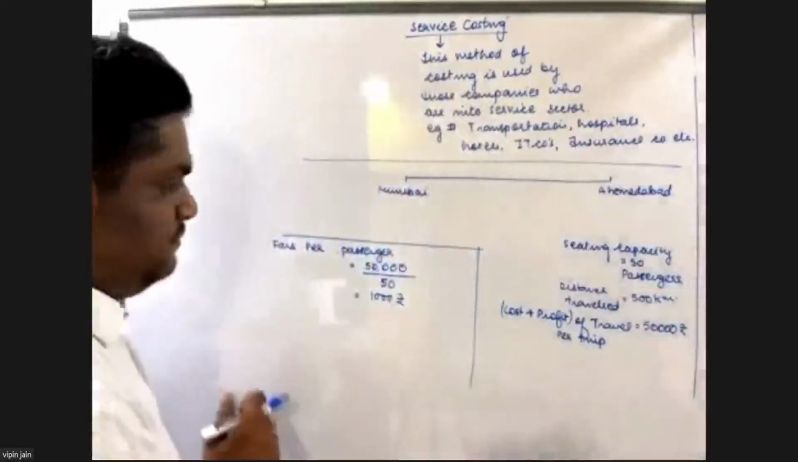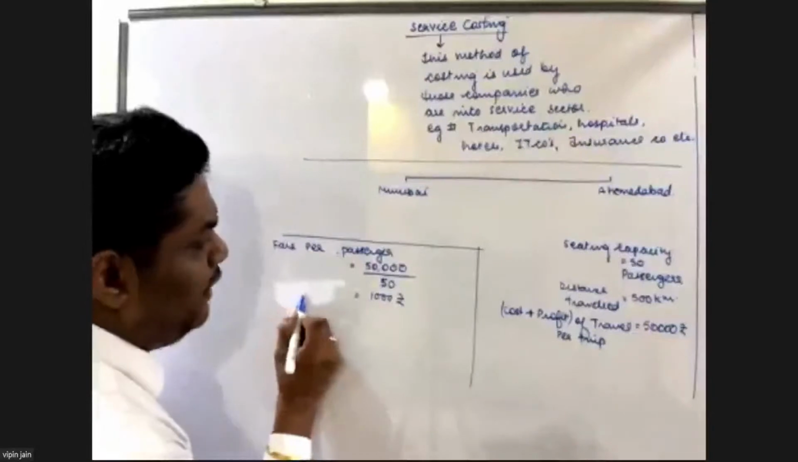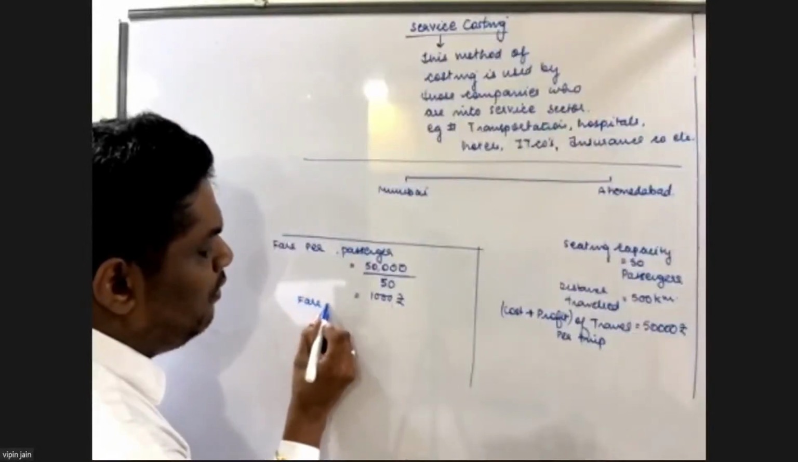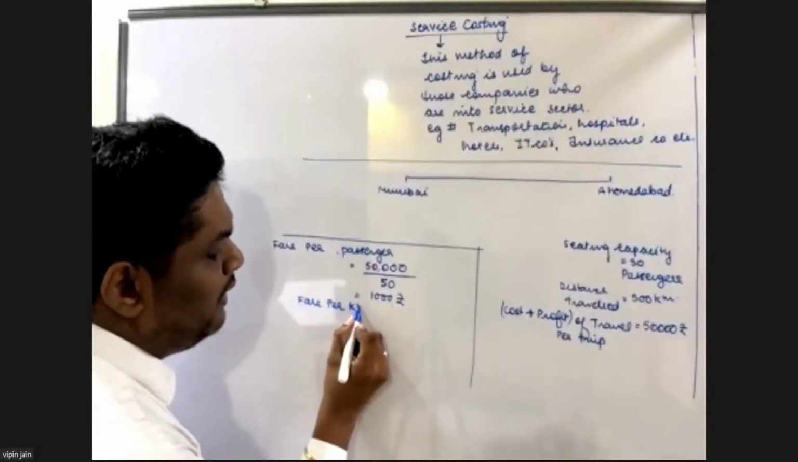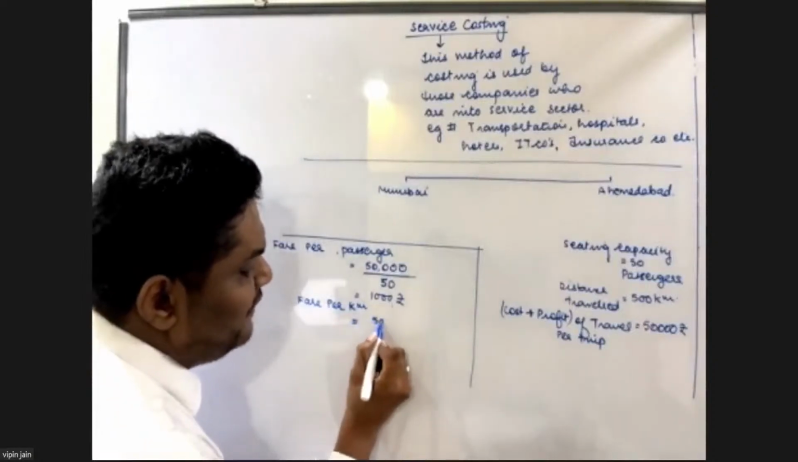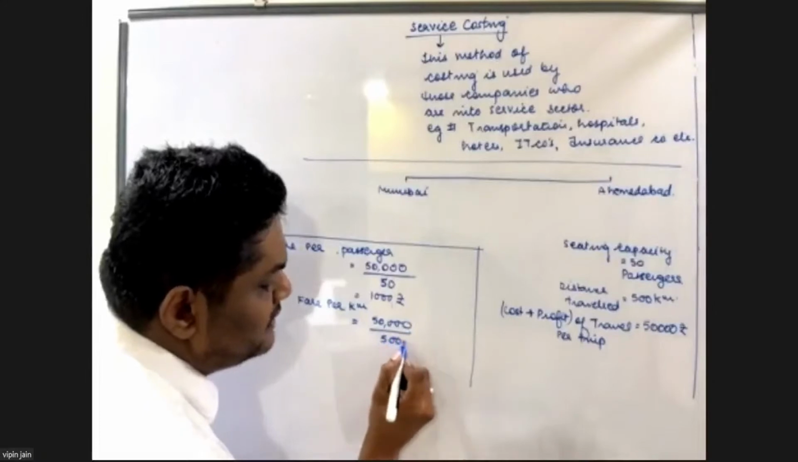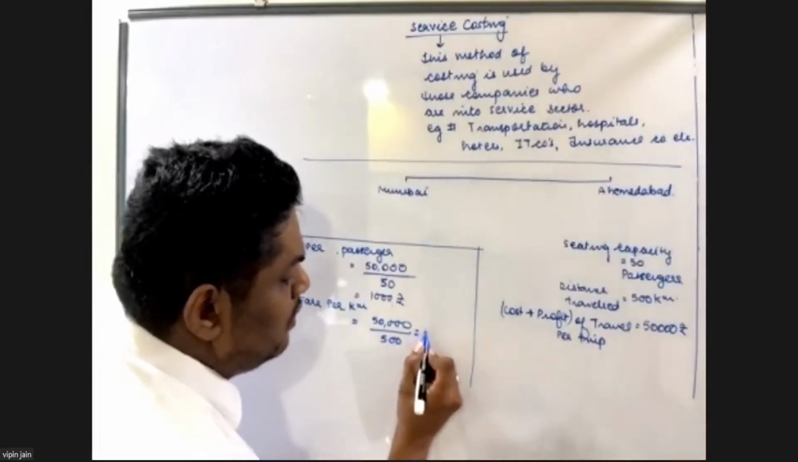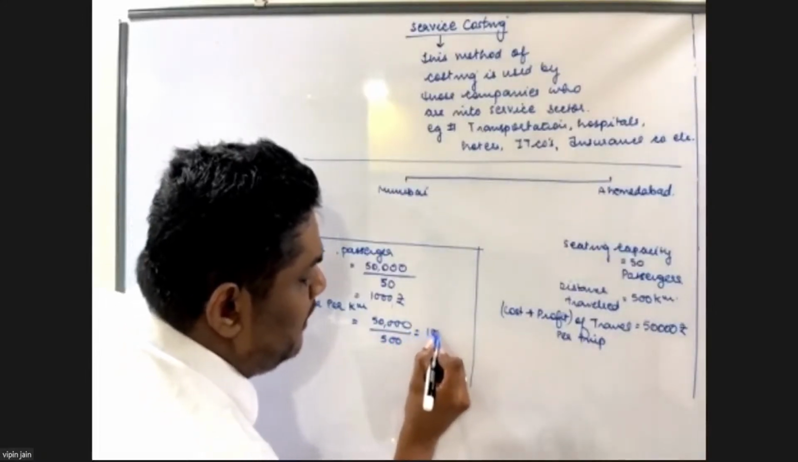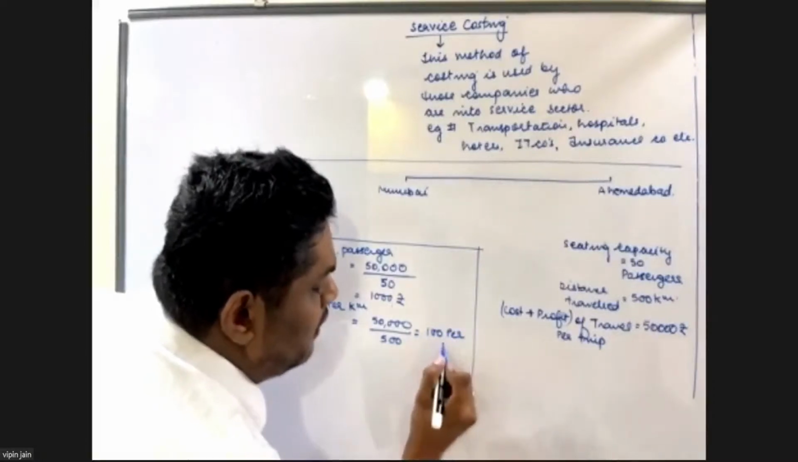So I'll be quoting Bhumika fare per kilometer. That is 50,000 divided by 500 kilometers travel. So it will be 100 per kilometer.